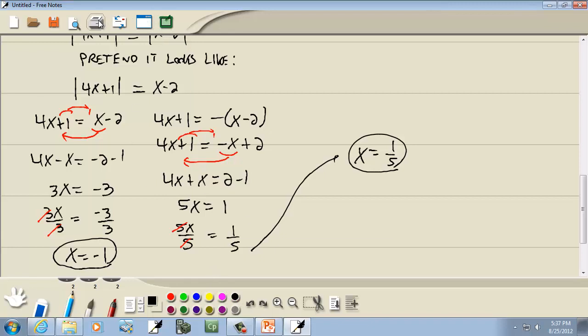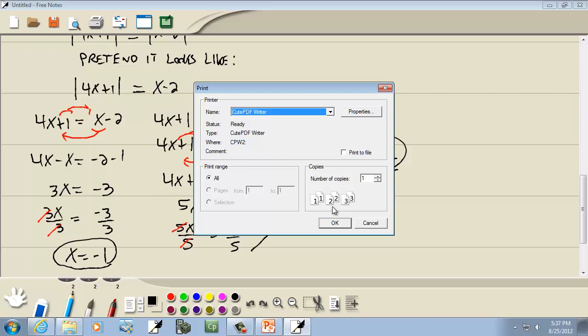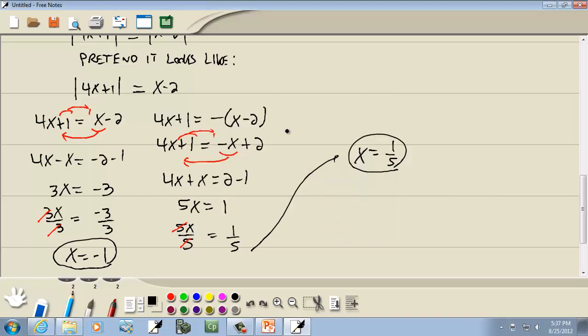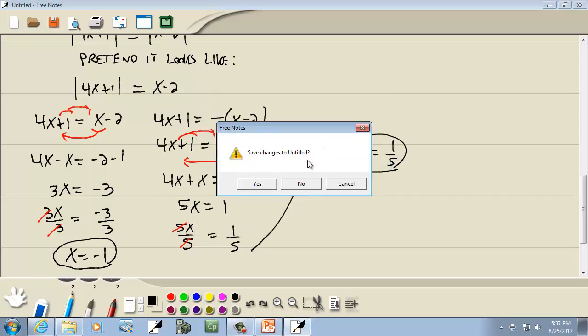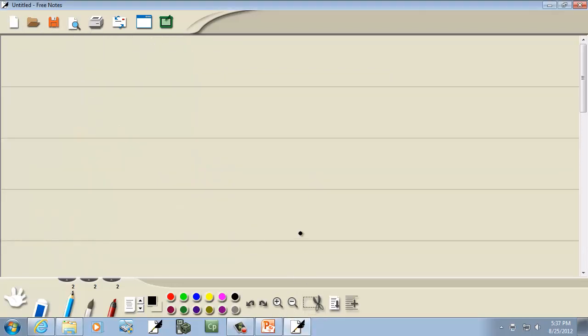And let me save this page. And that's actually the end of that section. So let me go ahead and stop the recorder.